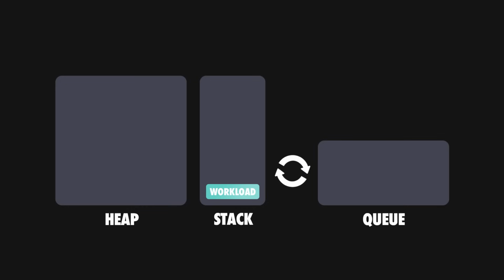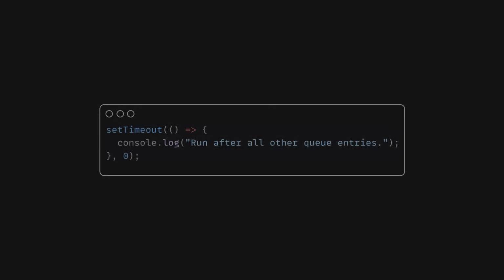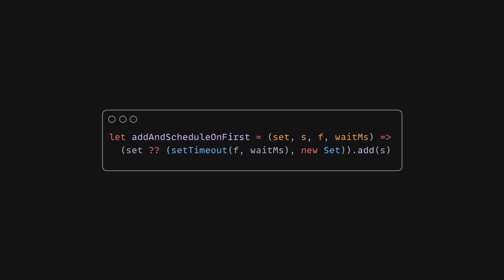A trick to push code at the end of the queue and avoid blocking the UI thread with work that's not urgent is to pass the workload as a callback in a setTimeout function, and this is why you'll see bits like this in Van's codebase.